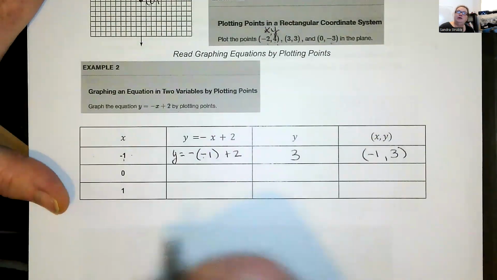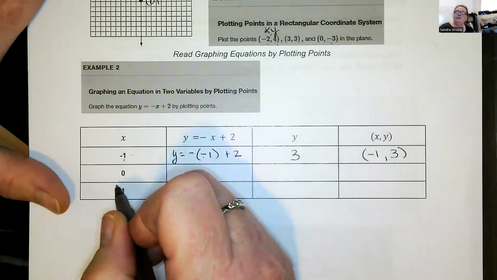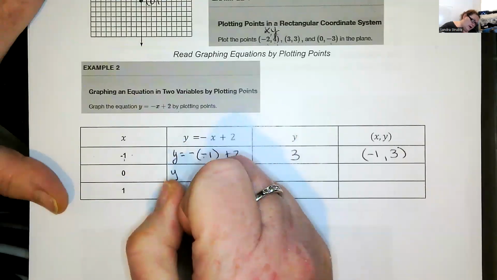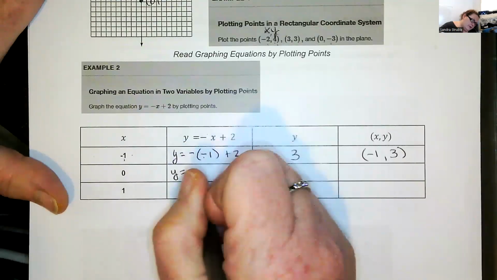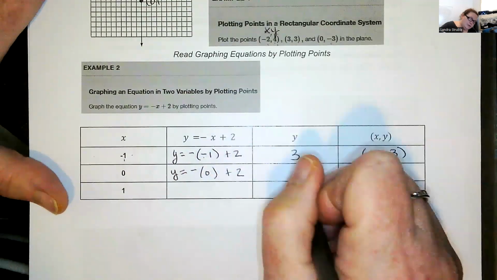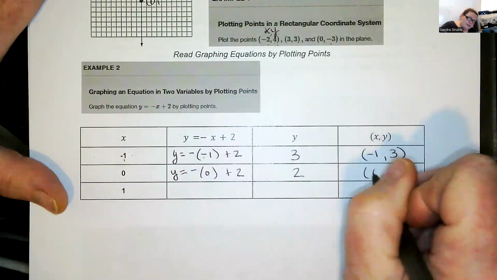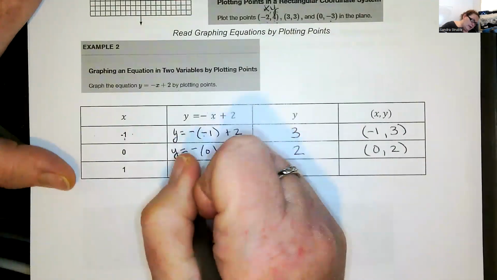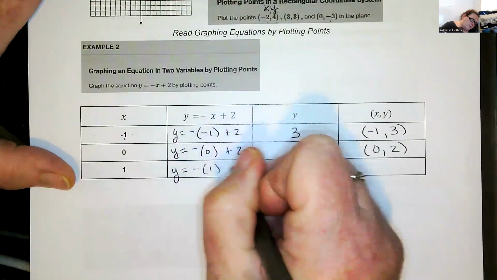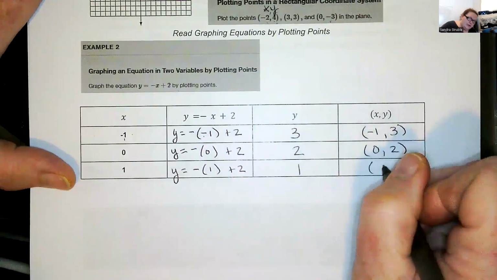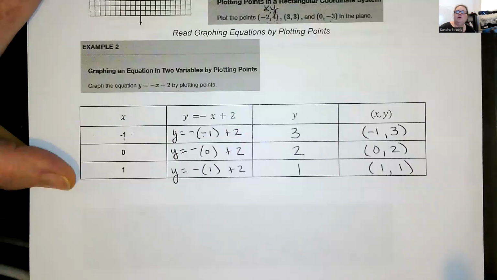The second one I chose is 0. I always choose -1, 0, and 1, again, unless there's a fraction. And then y equals -0 plus 2. Well, that's just 2. So our ordered pair is (0, 2). And then the last one, I chose 1. y equals -1 plus 2. And the answer here is just 1. So the answer for our ordered pair is (1, 1).